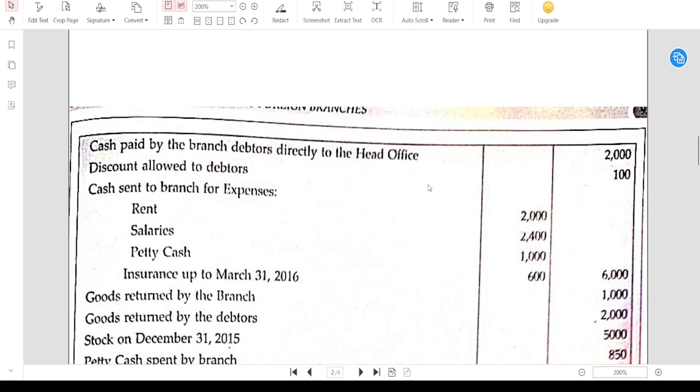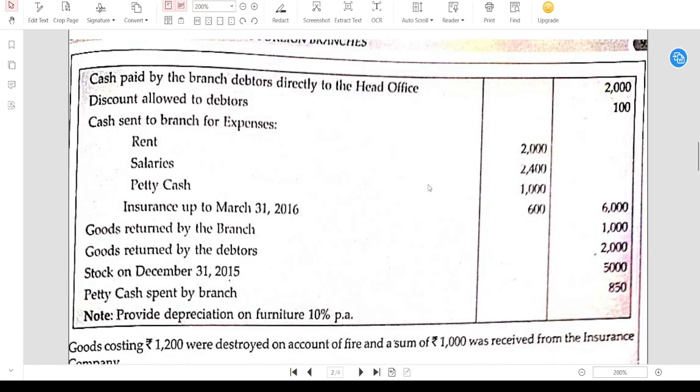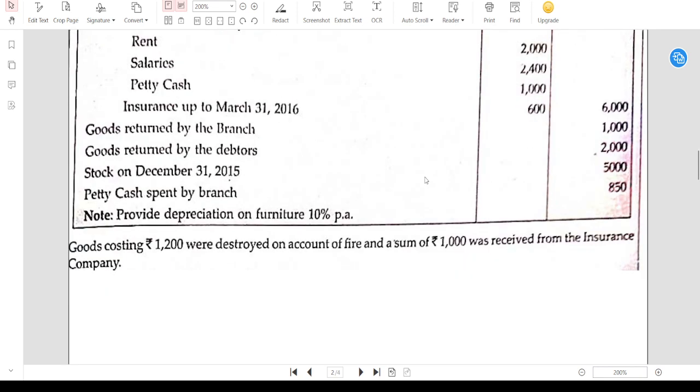Cash paid by the branch debtors directly to the head office, discount allowed to the debtor 100, cash sent to the branch for expense, rent, salary, expenses, insurance given, goods returned by branch, goods returned by debtor, stock given, petty cash given, provide depreciation on furniture 10% per annum. Goods costing 1,200 were destroyed on account of fire, and a sum of rupees 1,000 was received from the insurance company. So these are the very few important points given.